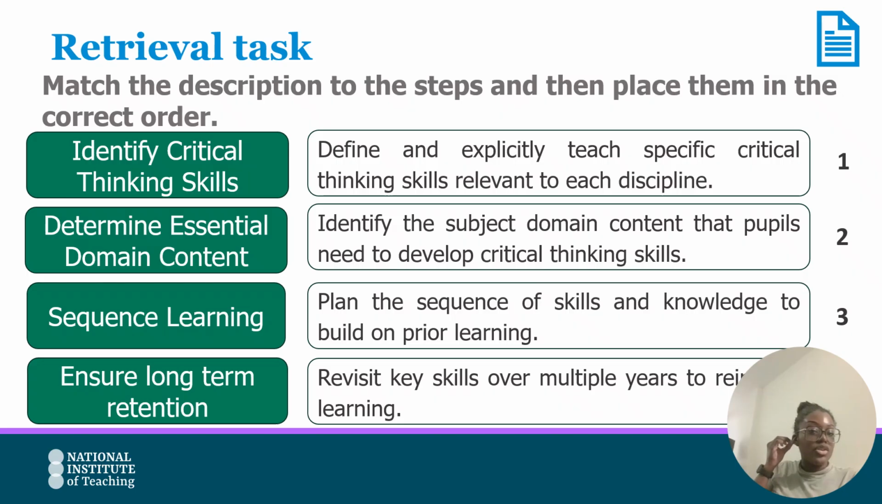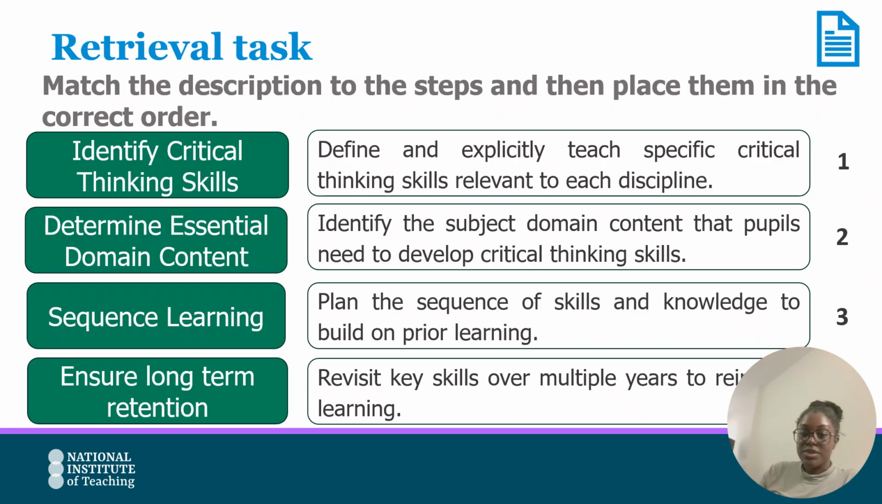Okay, so this is our correct order and our correct definition as well. So our first one there is identify critical thinking skills. And we can see our definition on the right hand side. So define and explicitly teach specific critical thinking skills relevant to each discipline. And not only are these specific to subjects, but they can also be specific to topics. So the critical thinking skills that I'm teaching within programming are going to differ to the critical thinking skills that I'm going to teach when we're looking at ethics, for example.